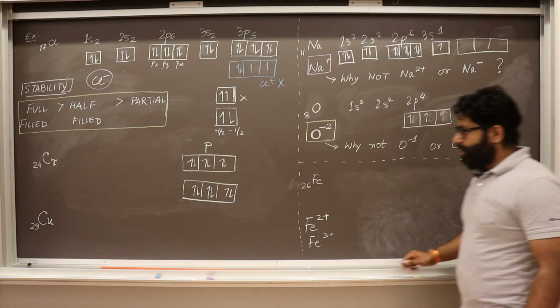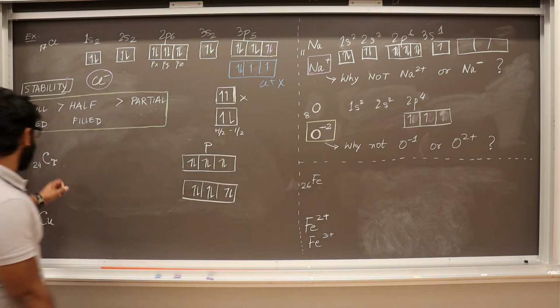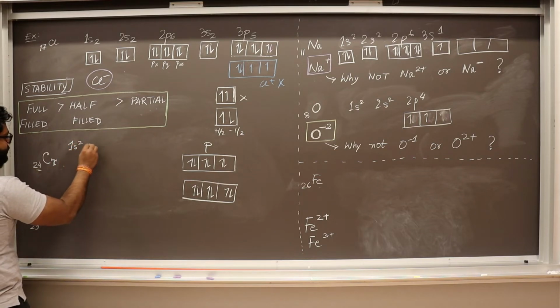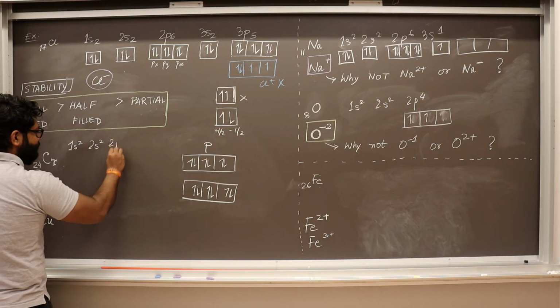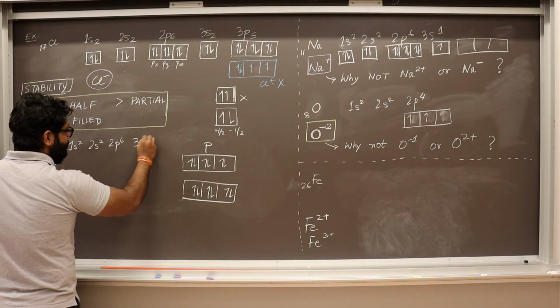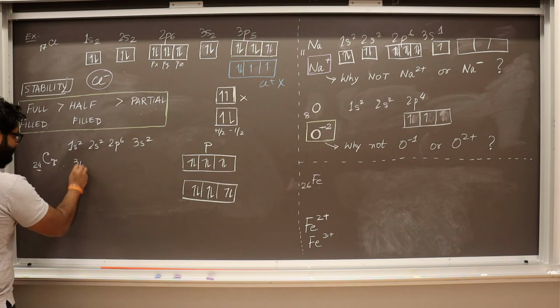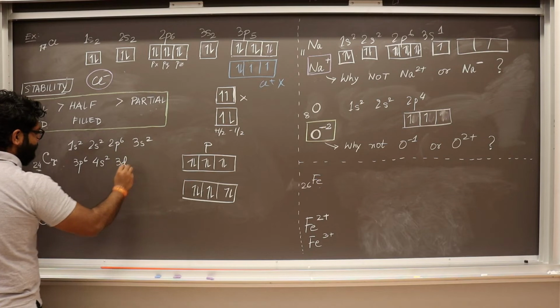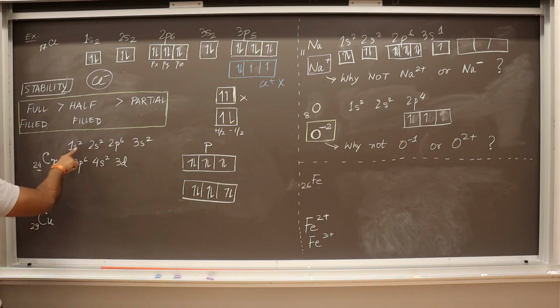Okay? So let's take an example of the chromium element. Chromium has an atomic number of 24, so let's try and arrange the 24 electrons. We start with 1s2, 2s2, 2p6, 3s2, 3p6, 4s2. Now, how many electrons are taken care of? This is 10, 12, 18, 20. Now we have 4 left.